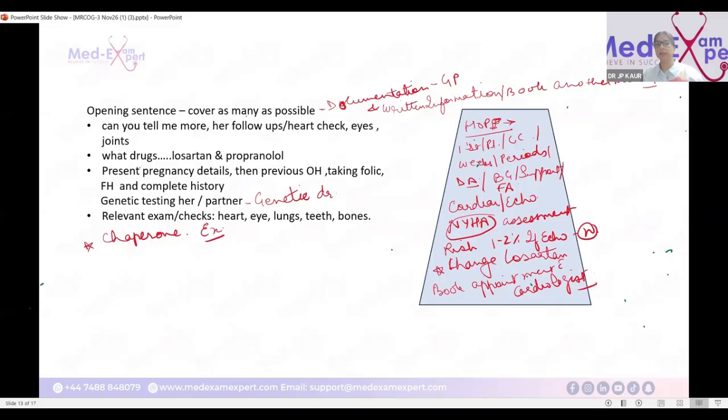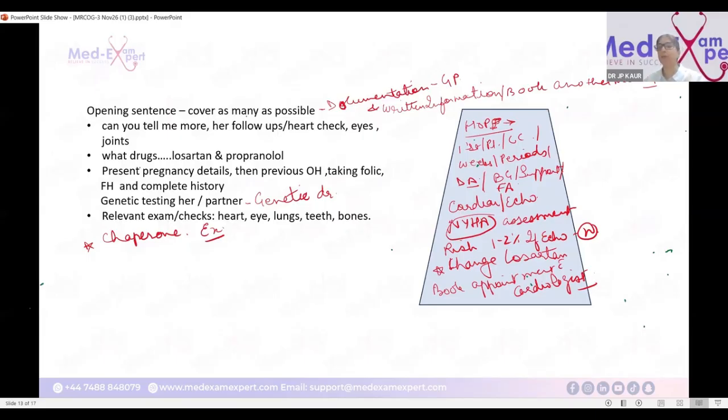So you can tell her that we will stop this and switch to labetalol tablet, which is a safer drug in pregnancy. But I would first book an appointment for you with the cardiologist as soon as possible, maybe today or in a day or two, whenever earliest we can find it, so that the patient knows that it's not a safe drug, but the doctor is helping me by booking my appointment immediately, and she has concerns for me. So you can always speak like this, okay?